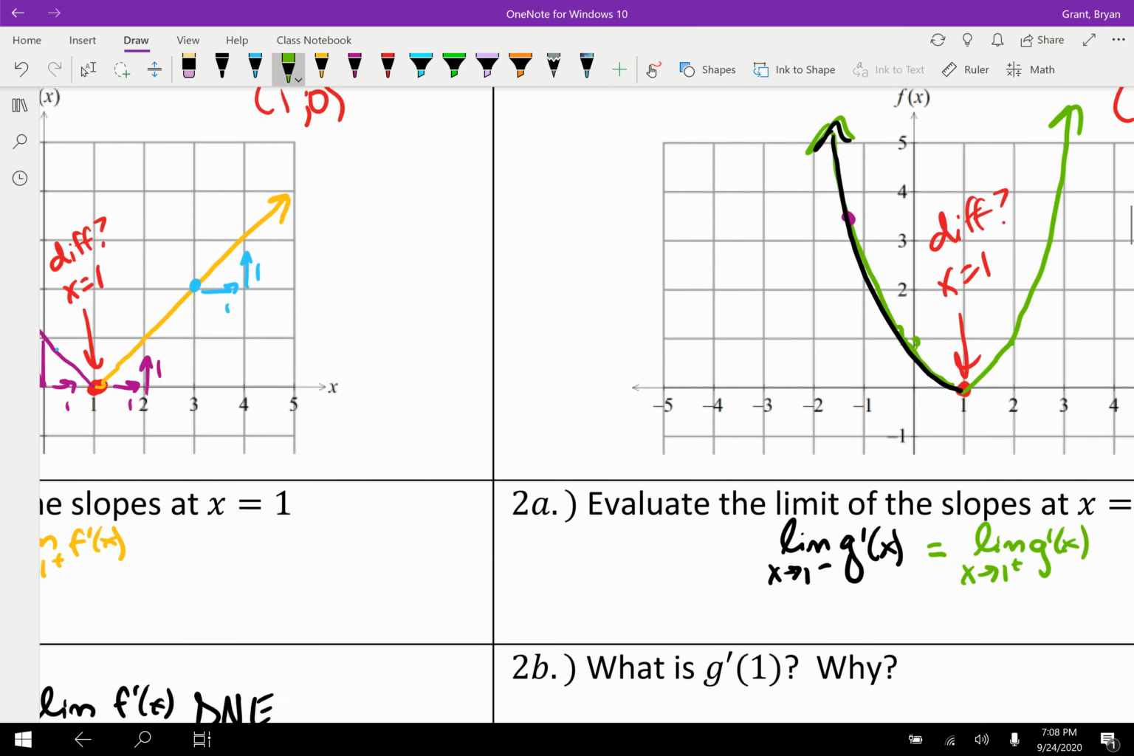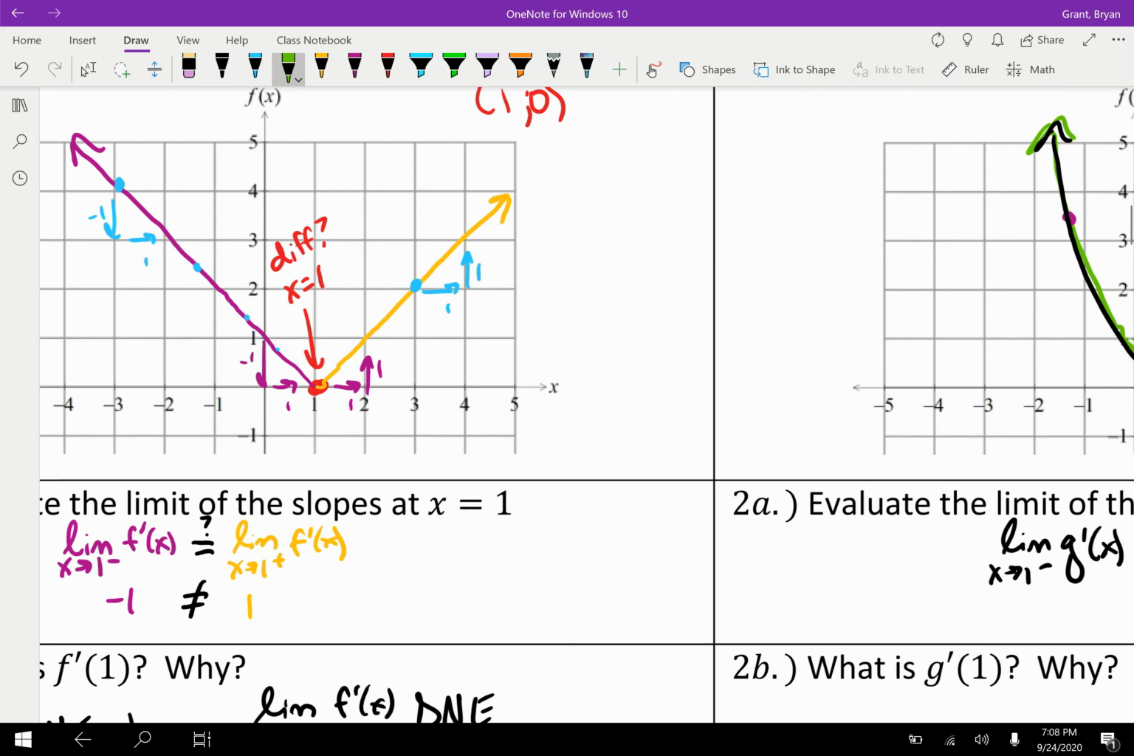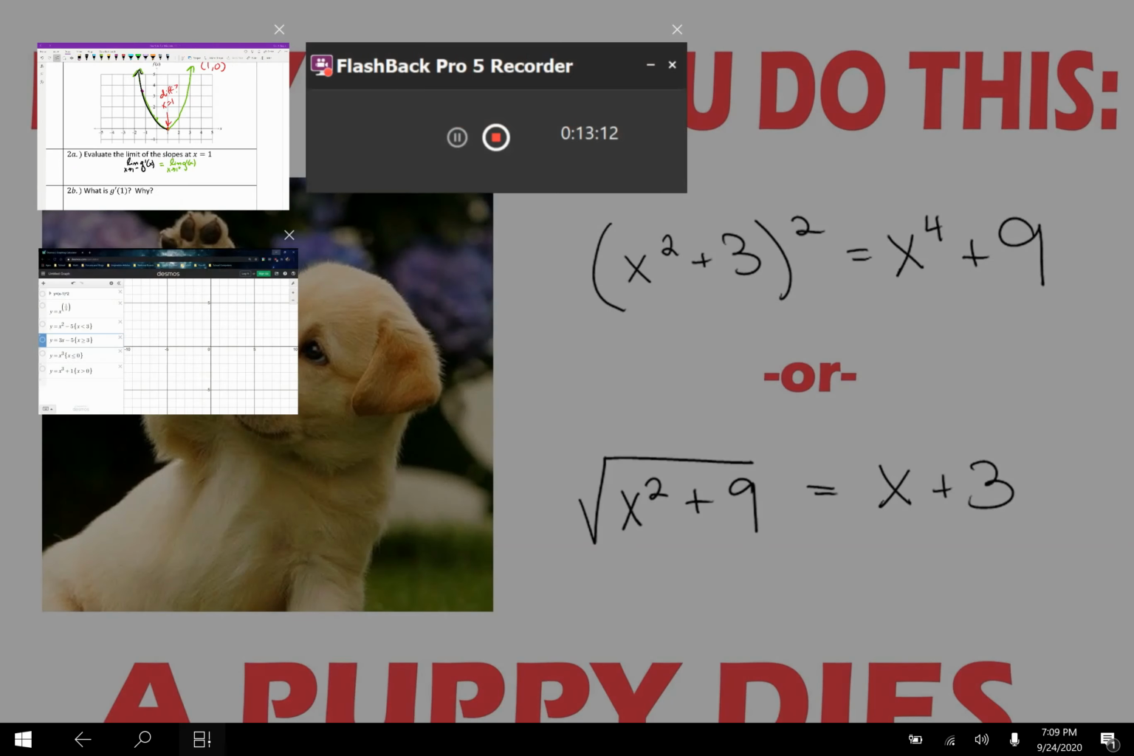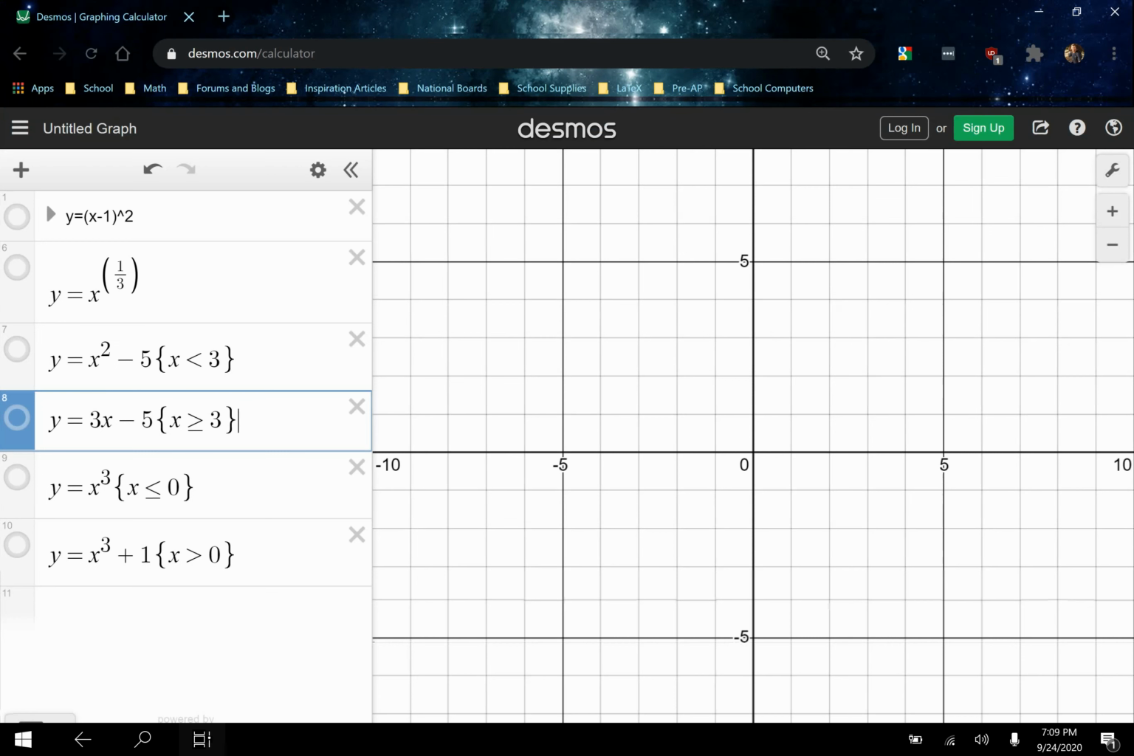Now, on the absolute value graph, we could actually measure the slopes. We're like, cool, we can count the slopes. Here, it's a little harder, but I postulate we can actually find an answer, and we're going to do it by looking at tangent lines.